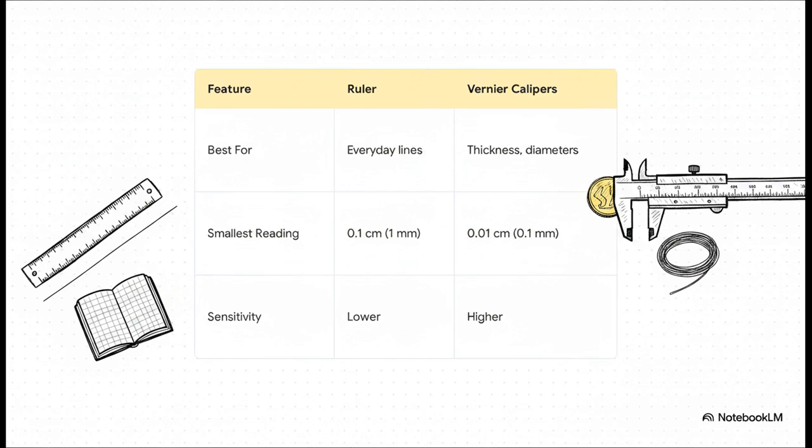Really, what this all boils down to is a word: sensitivity. A regular ruler, its smallest reading is usually 1 millimeter, and that's totally fine for, say, drawing a line in your notebook. But a vernier caliper can measure down to 1/10 of a millimeter. It's just way, way more sensitive, which makes it the perfect tool for getting the precise thickness of something like a coin, or the diameter of a tiny wire.